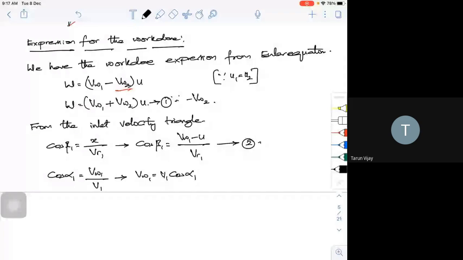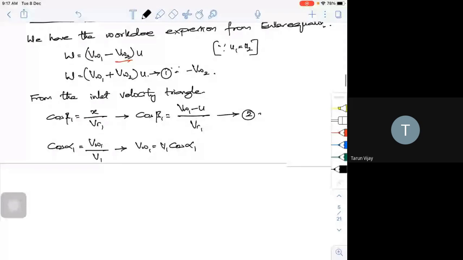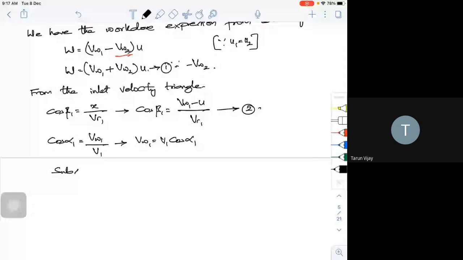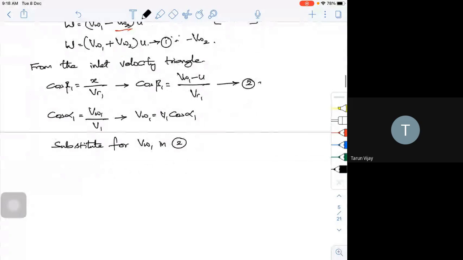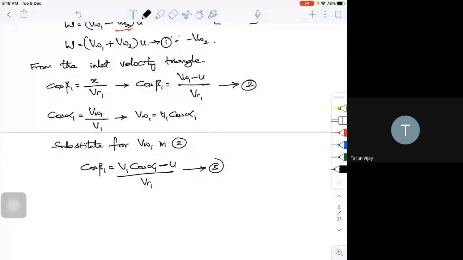So what I'm going to do is substitute for VW1 in equation 2. What am I going to get then? cos beta 1 is equal to V1 cos alpha 1 minus U divided by VR1. Let me call this equation 3. So this is 2, this is 3. This is about your inlet velocity triangle.